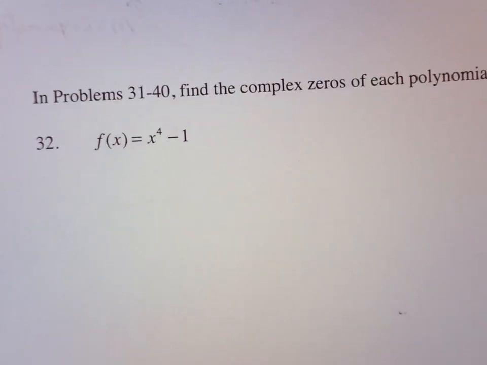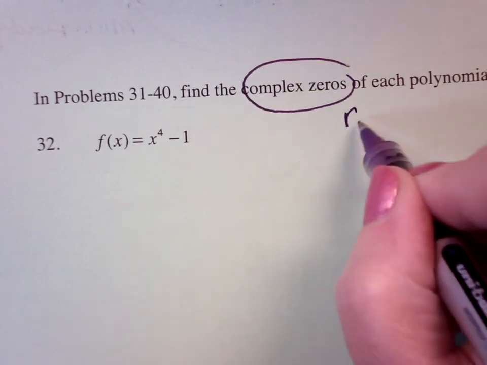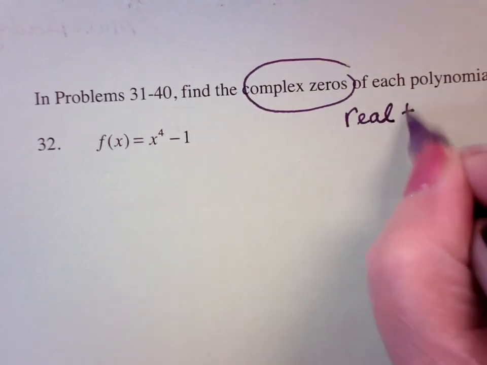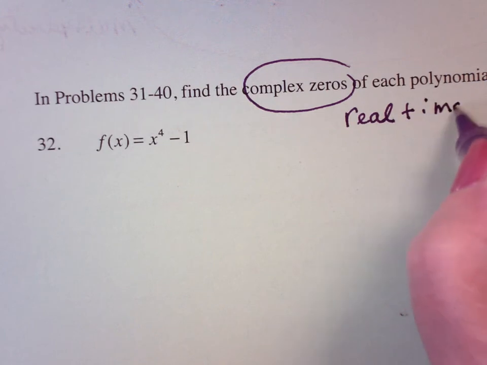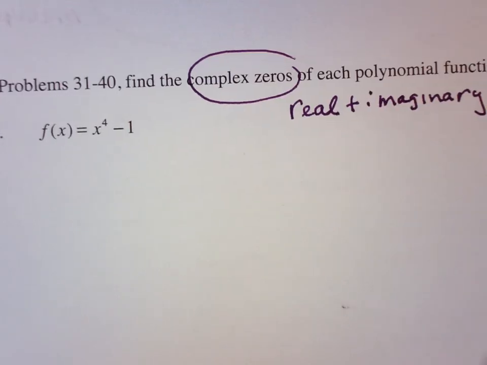But this says find the complex zeros. When it says complex zeros, this also means real plus the imaginary. So it's going to be real plus the imaginary.